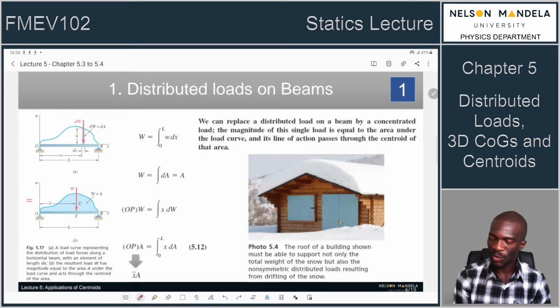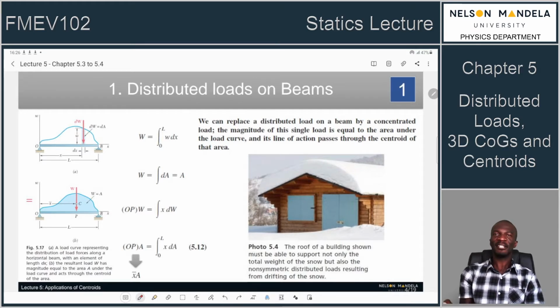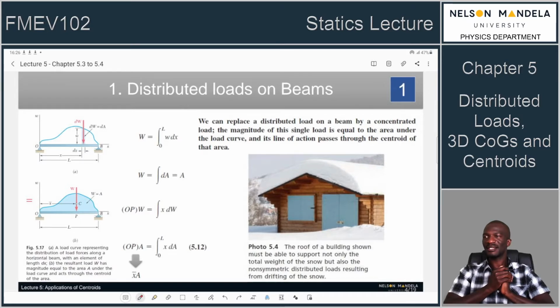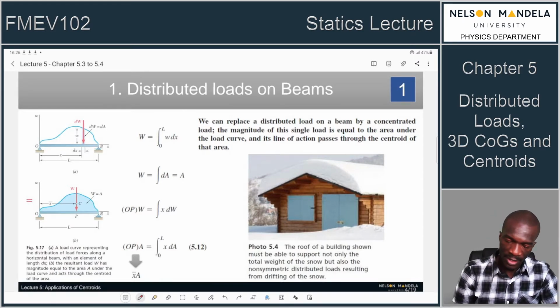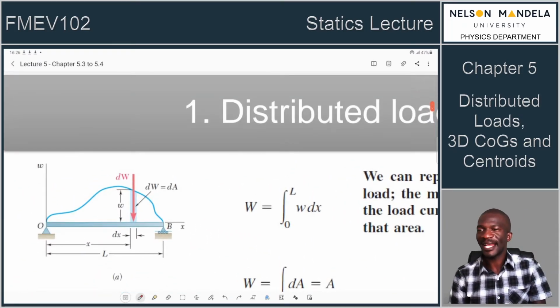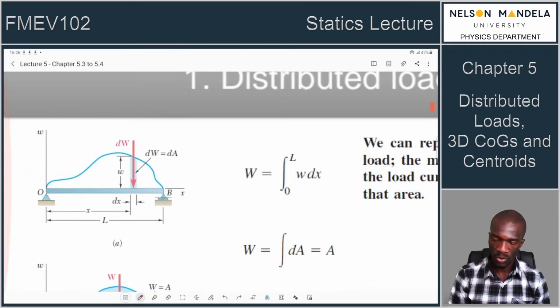But because we cannot be certain that this snow is distributed in such a way that there are exactly 10 kilograms of snow equally distributed on this roof surface, then it means we will need analytic methods to figure out how we can describe this load distribution. So a load distribution is basically summarized by figure 5.17.